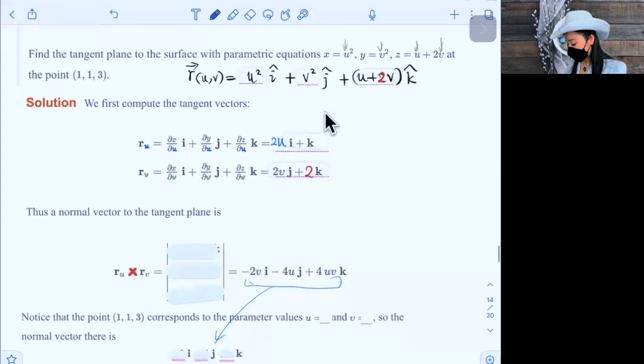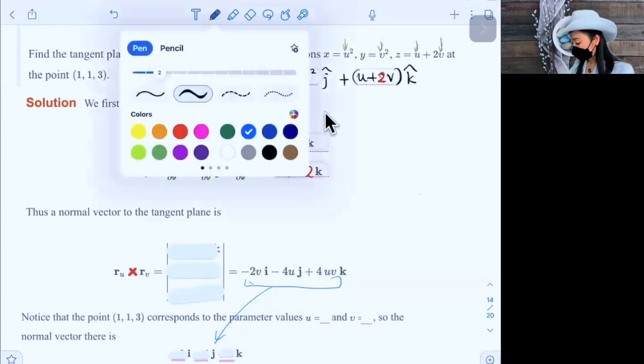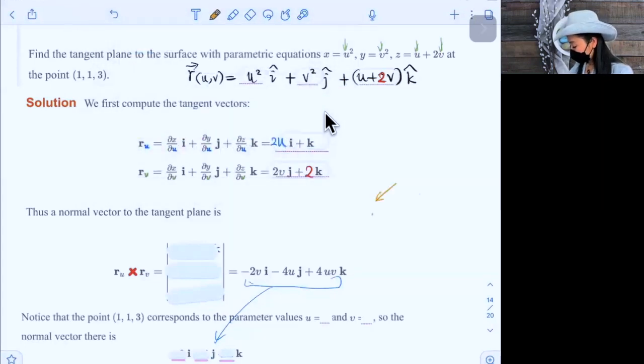Once you find these two, we try to find the normal vector, right? So we're going to take the cross product of these two to find the normal vector. Let me draw this picture so you can see R_u, and then you have R_v, and then you take the cross product, and then you will get this. This is a normal vector, right?